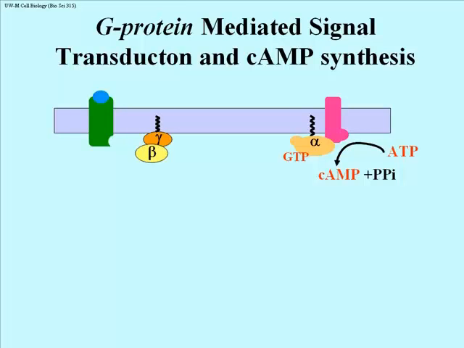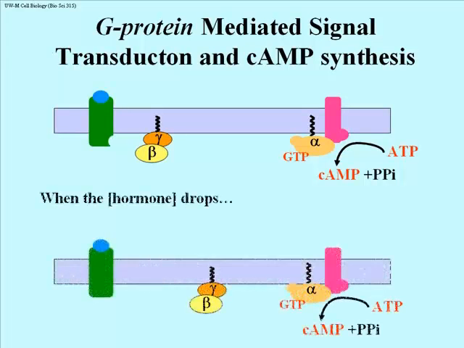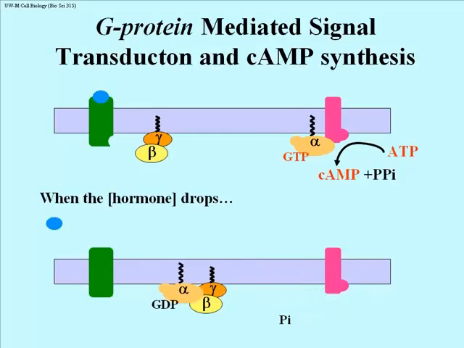Cyclic AMP is produced faster than it is degraded as long as the hormone remains bound to the receptor and the GTP-bound alpha subunit of the G-protein remains bound to the adenylyl cyclase. The target cell, in other words, will keep making cyclic AMP to sustain the cell response until levels of the signal molecules drop in the blood, as illustrated here in the animation.